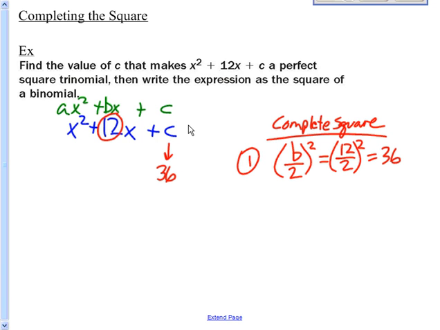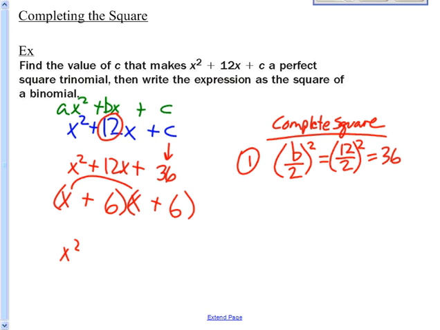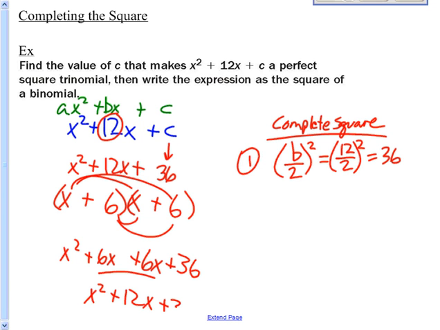Okay, so let's try it. Let's factor x squared plus 12x plus 36. You notice it factors into two factors of 36, 6 and 6, gotta be positive, positive. And then you check it. x squared plus 6x plus 6x plus 36. x squared plus 12x plus 36. So here's the factorization, right? So c had to be 36 for this to work.